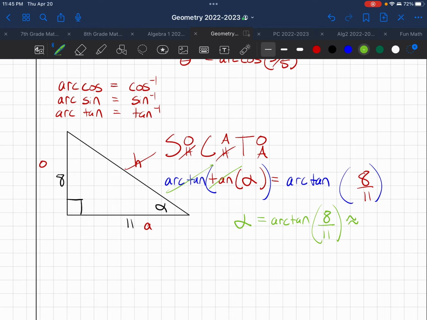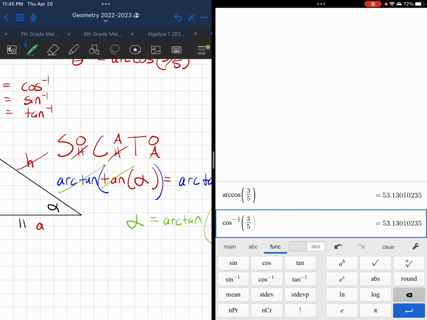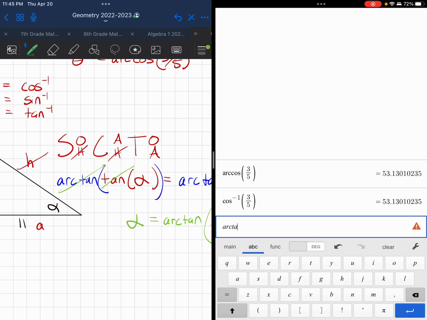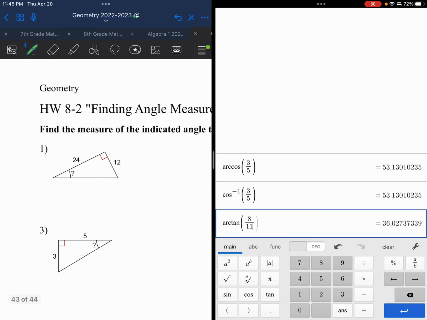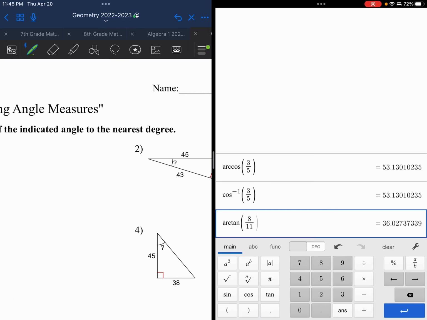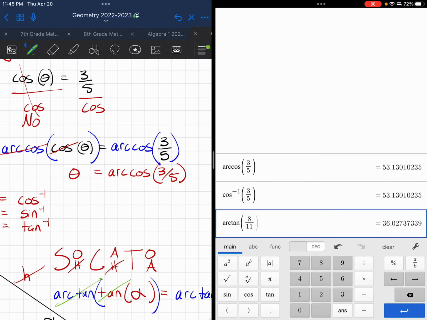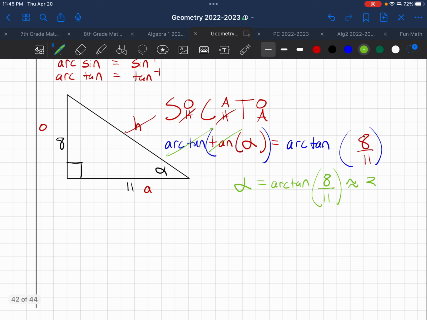And what is that? And I'm going to use my calculator now and say arctangent of 8/11. And I'm going to type in here, I prefer typing in arctangent of, in parentheses, 8/11. And I get 36.027. We'll just round. Well, what does your homework do? Your homework to the nearest whole number, nearest degree. So if I'm rounding this to the nearest number, this is just going to be 36 degrees. So I come back over here and say this was about 36 degrees. And I get my final answer.